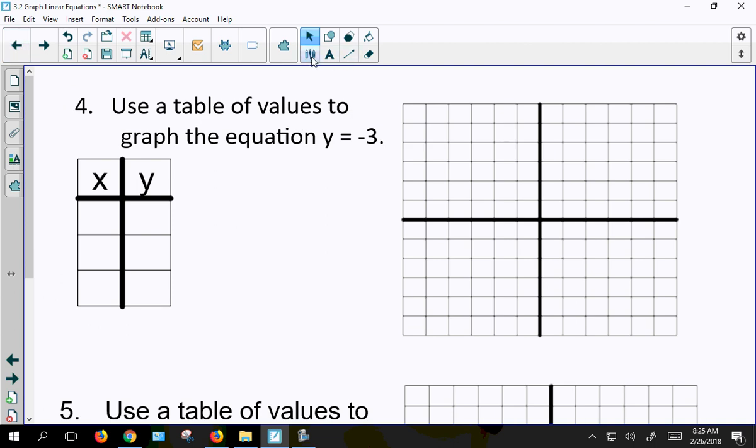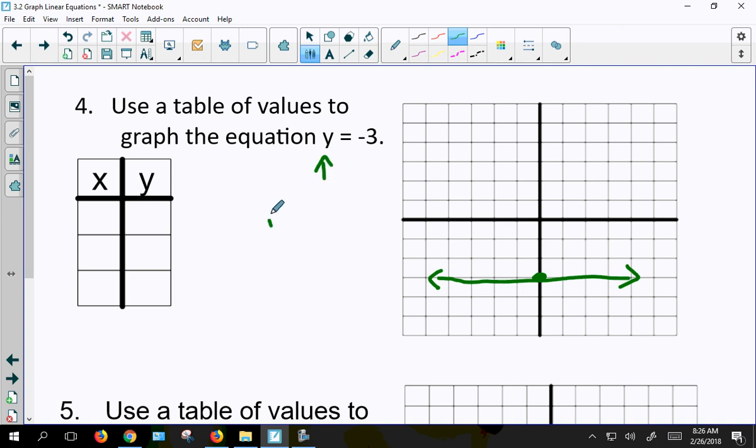Let's go to number 4. I only have the y. Y equals negative 3. So if y equals negative 3, where's my x? Anybody know? I don't have an x, do I? No. You know why? Because this, ladies and gentlemen, is a horizontal line. It's a horizontal line at negative 3. So that's all I need to do. I don't need to do my table of values. There is no x. So when you only have a y, this is a horizontal line.